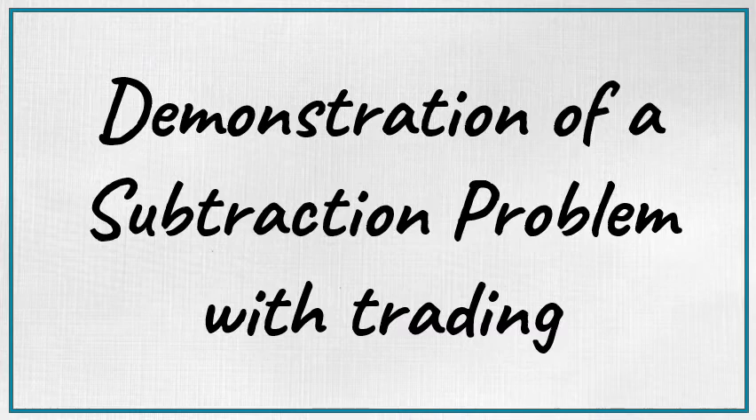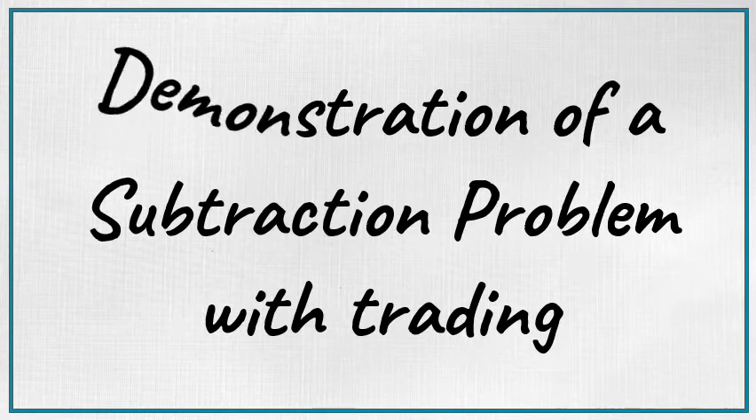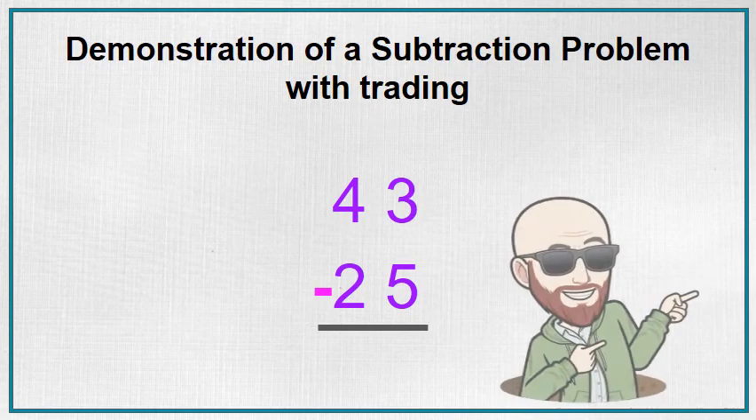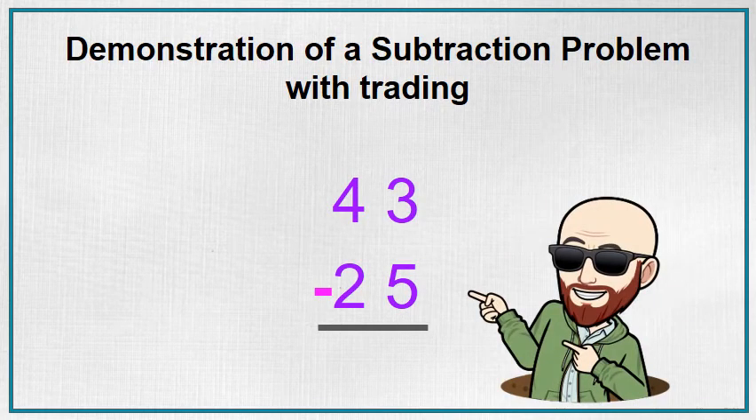Let's now look at a subtraction problem that uses trading. So here I have the problem 43 take away 25. I can see the subtraction sign, so I know it's a takeaway. When I look at the units column, my minuend is a 3 and my subtrahend is a 5. Now I can't take away 5 from 3, so I need to use some trading.